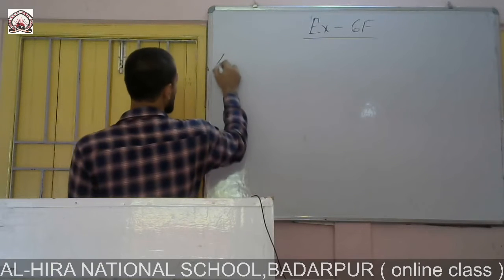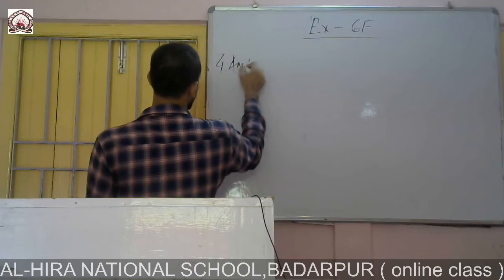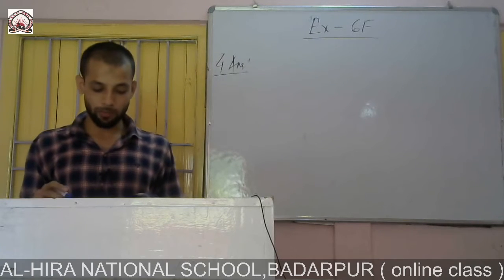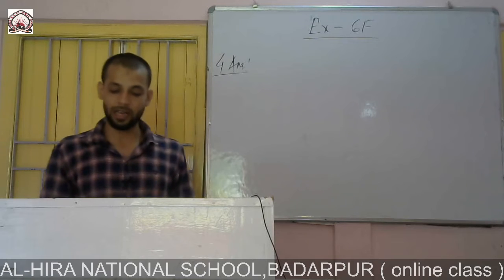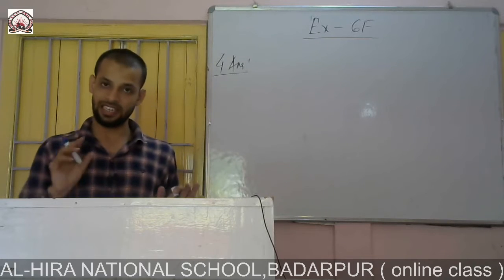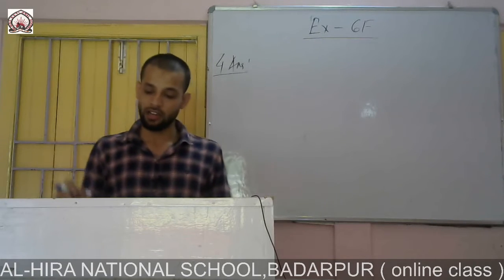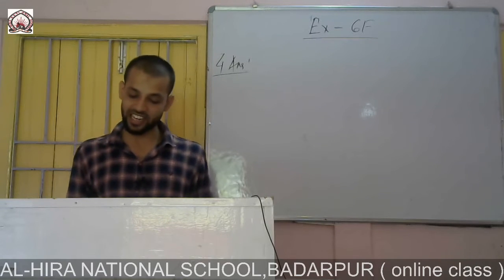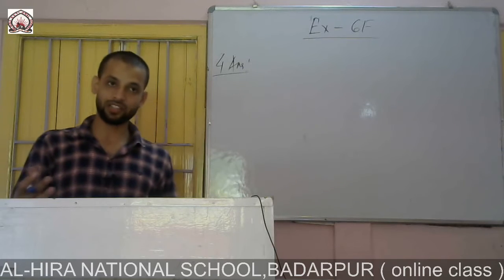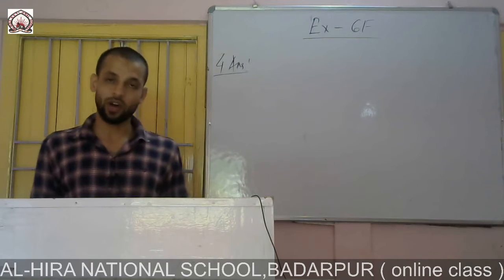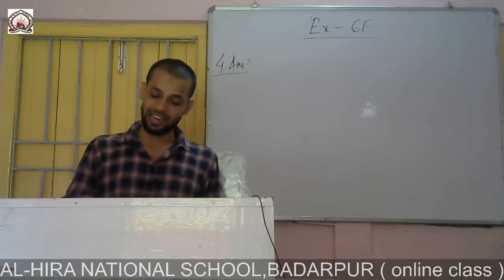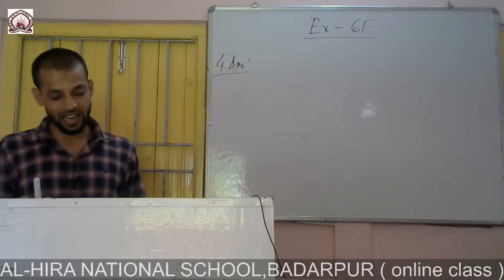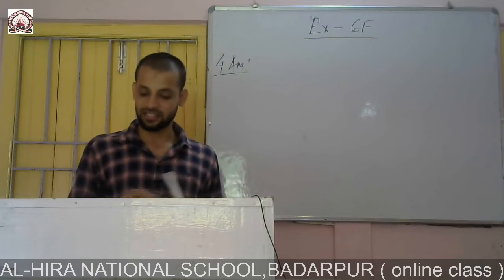Now coming to question number 4. A poultry farm sold 5392 eggs in a week. That means in a week a farm sold 5392 eggs. It sold 1587 fewer eggs the next week. That means the next week it sold 1587 eggs less than the previous week. So we have to find the total number of eggs it sold in the second week.